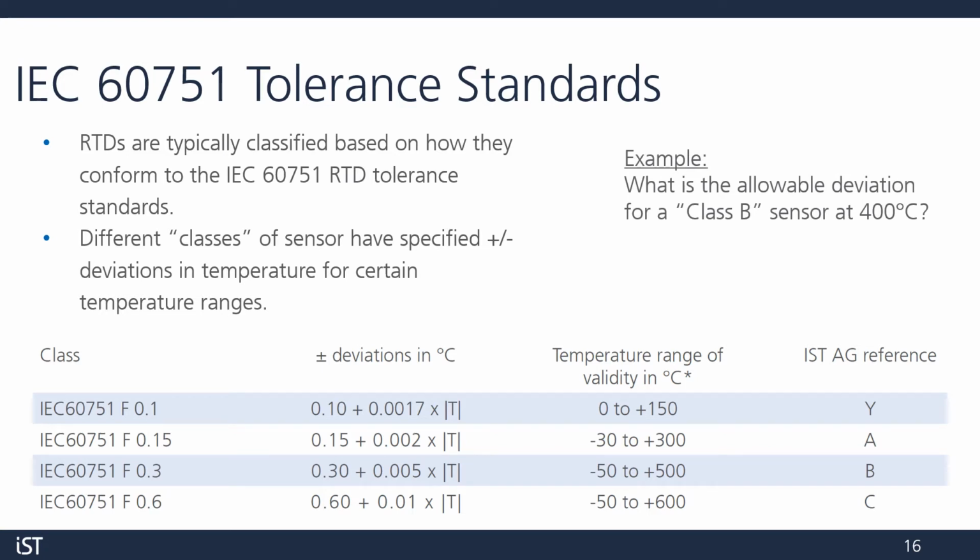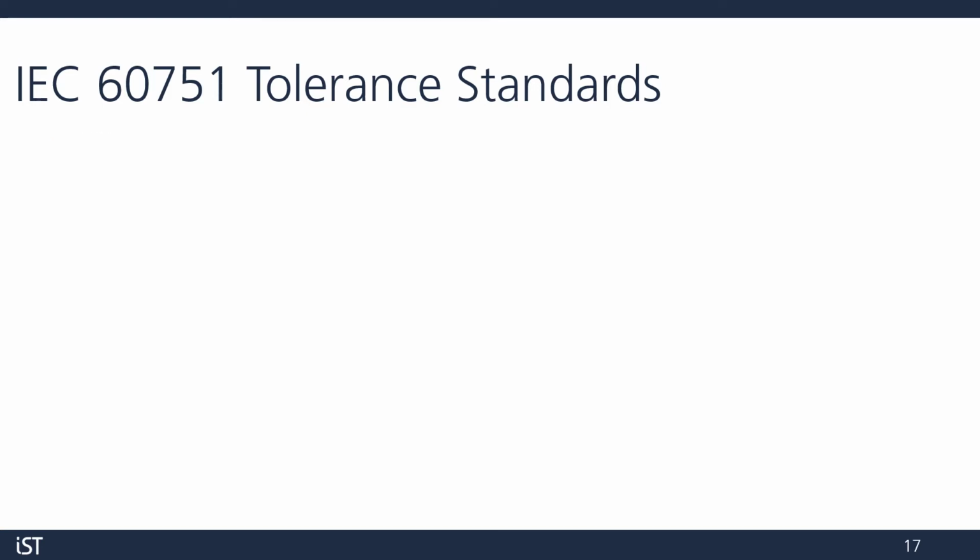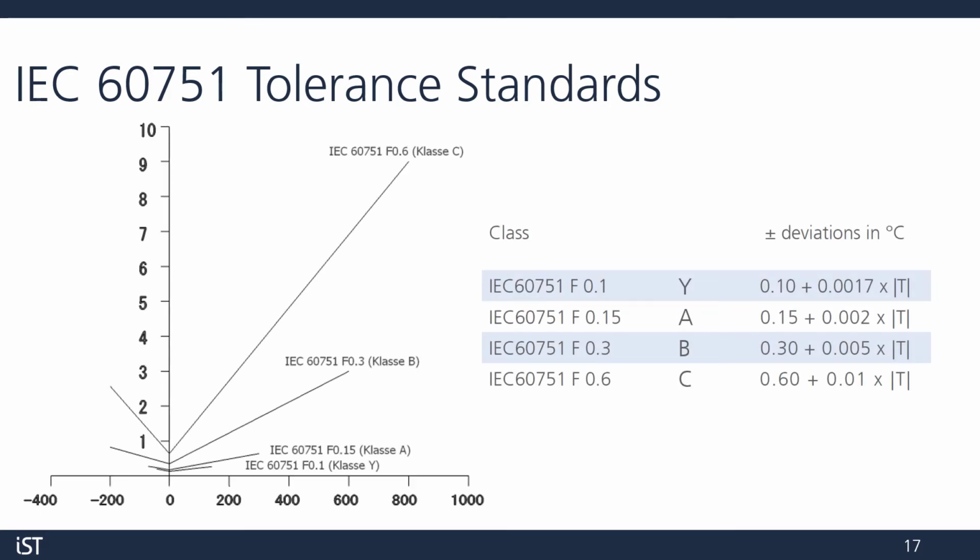Let's take a look at an example. What is the allowable deviation for a Class B sensor at 400 degrees Celsius? We can plug in 400 to our Class B formula to get an answer of plus or minus 2.3 degrees Celsius. We spoke a little before about tolerance curves. Here are what the curves look like for the IEC 60751 tolerances for platinum RTDs. Again, it's important to remember that these deviations can be in the positive or the negative direction.